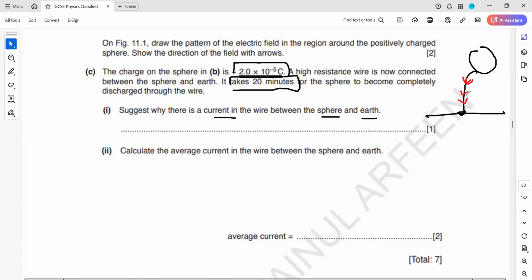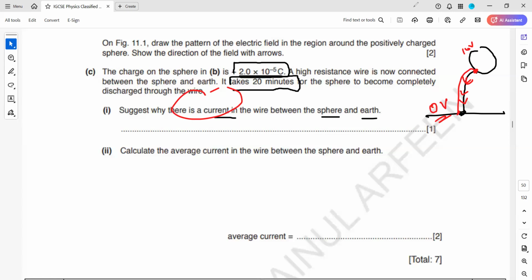Charges will only flow if there is a difference in voltage, or potential difference. Current is the flow of charges, and charges will only move if there is a difference in potential. What is the potential of the earth? We call the earth zero potential. Let's say the sphere was at 10 volts. Is there any potential difference between the sphere and the earth? If there's a potential difference, then the charges start to move.